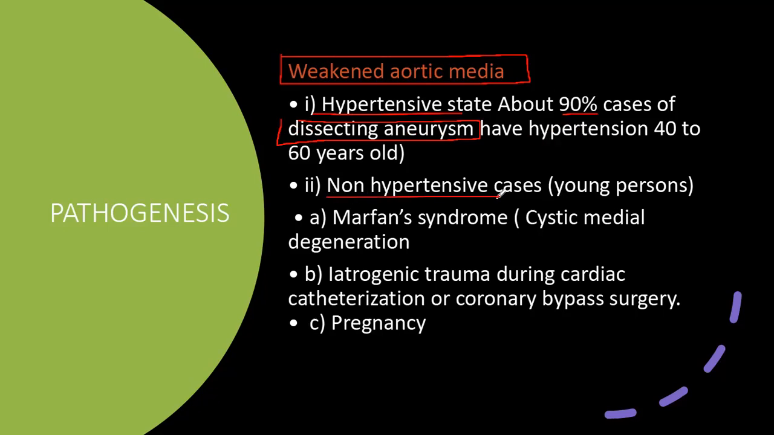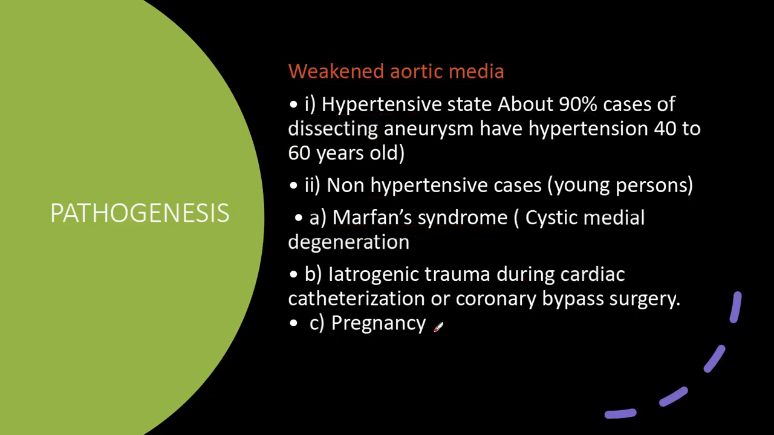Also, non-hypertensive cases include Marfan syndrome, where you have cystic medial degeneration, which simply refers to a fragmentation of the elastic fibers with the loss of smooth muscle. Also, iatrogenic trauma, and also pregnancy, especially in the third trimester, but this occurs in 10 to 20 cases per million births, so it is relatively rare.